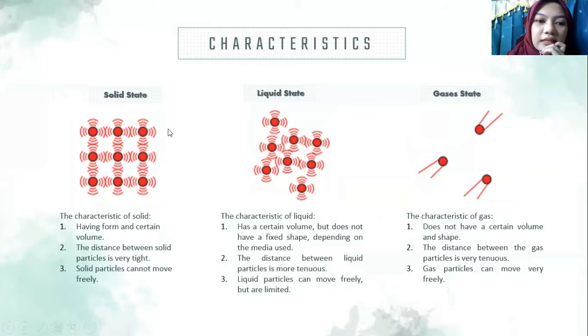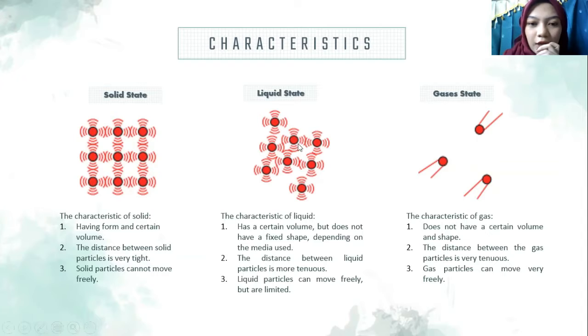The first is solid state. Can you see? The first characteristic of solid state is having a certain form and volume. So this spoon has a fixed volume, and the shape is fixed. It cannot change. The second is that the distance between solid particles is very tight. Yes, you can see it's very close, so the particle movement is not free.